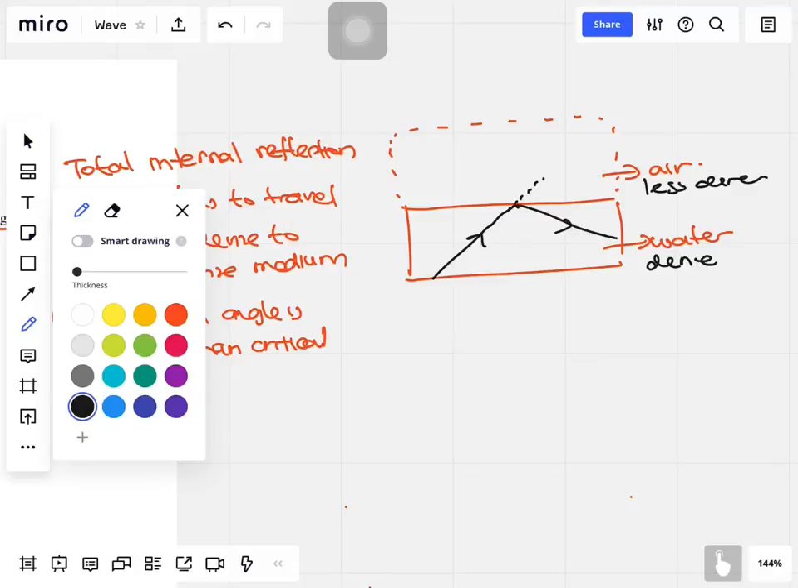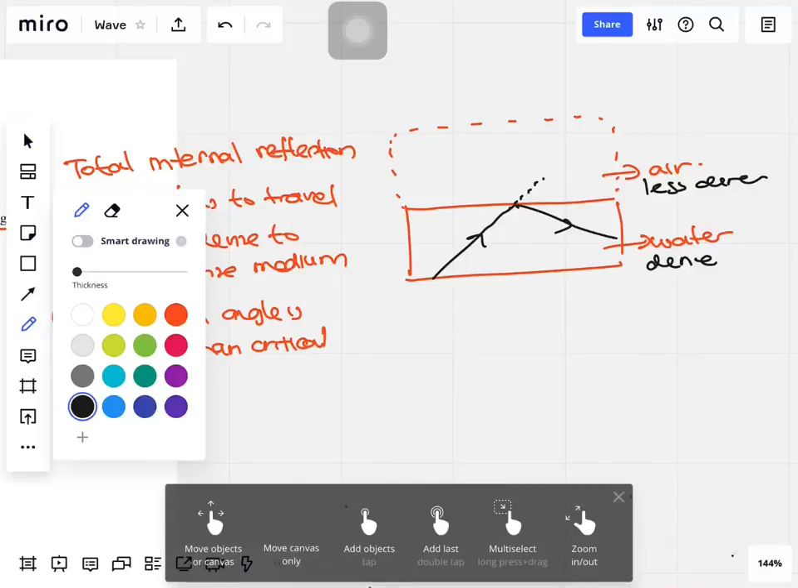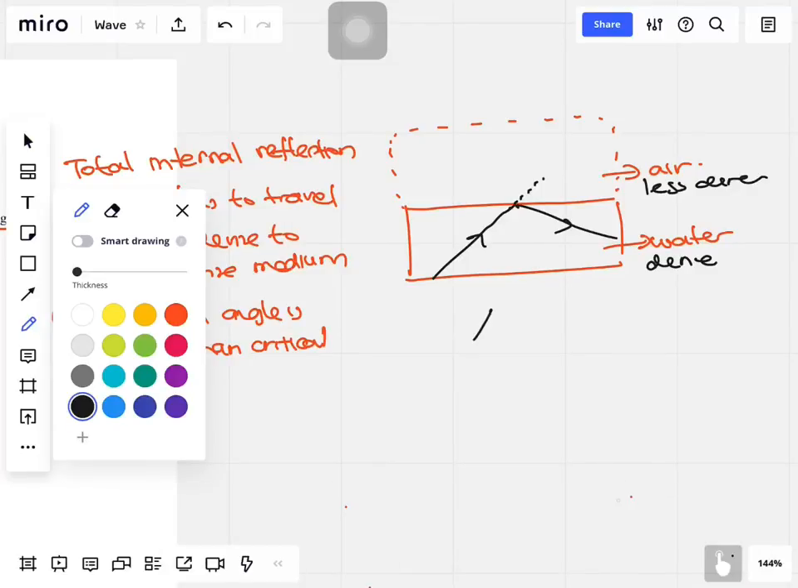Instead of exiting, it reflected in the diamond itself, causing it to sparkle. Let me show you an example. Let's say this is a diamond. As you know, a diamond has a lot of cuttings. We're going to draw the whole diamond, but we're not going to draw all the cuttings, okay?